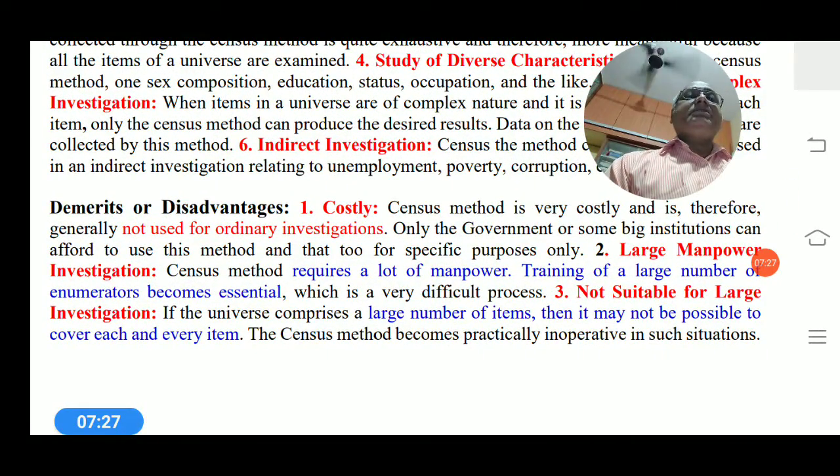Another thing is demerits. What are the demerits? Demerits means disadvantages. What are the disadvantages of this census method? It is most costly. Why? Because the census method is very costly and is therefore generally not used for ordinary investigation. Only the population census is used by the governments, and some of the big institutions can afford to use this method, and that too for a specific purpose only.